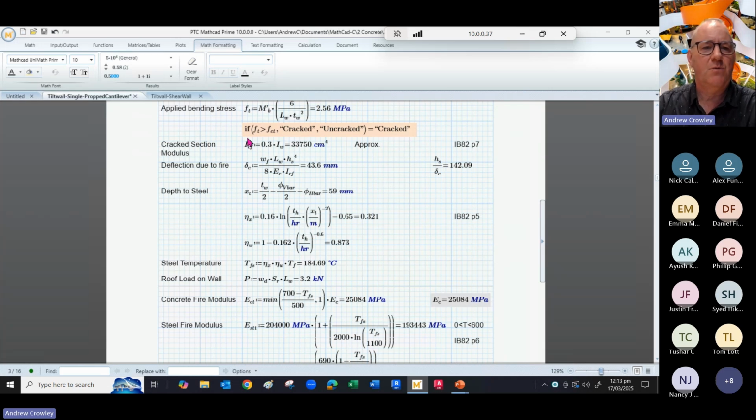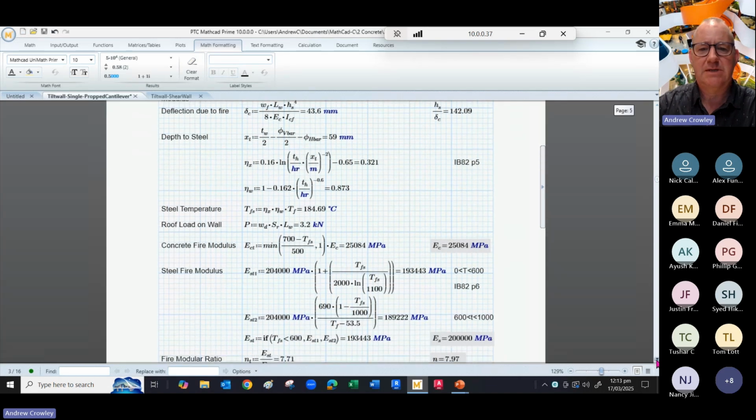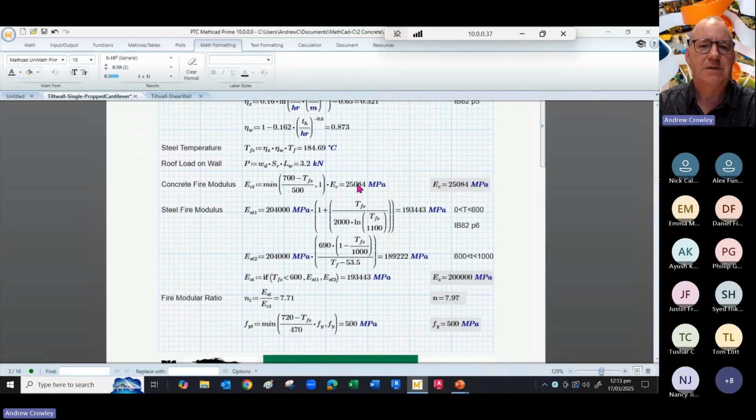And using that, we can work out what the deflection is due to the fire, and then looking at the depth to the steel, in this case it's pretty much in the middle, and work out what the steel temperature is using the formula given in IB82. From that, we can calculate what the concrete modulus is. In this case, it's the same as the normal concrete modulus, but the steel is slightly smaller in the fire condition as it's got a raised temperature.